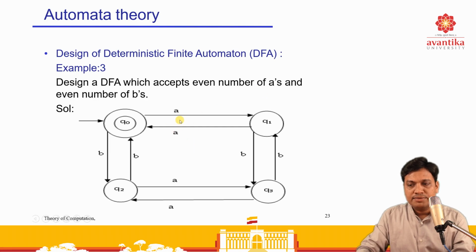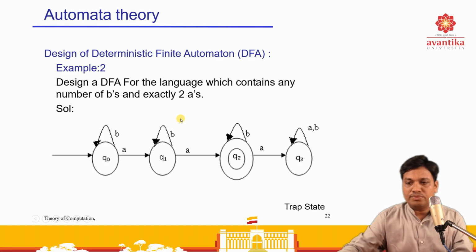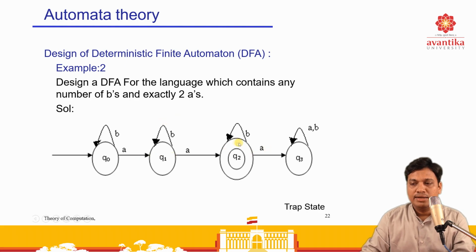The example is AA, and the last one, the third A, belongs to the trap state, because our transition is completed with AA.